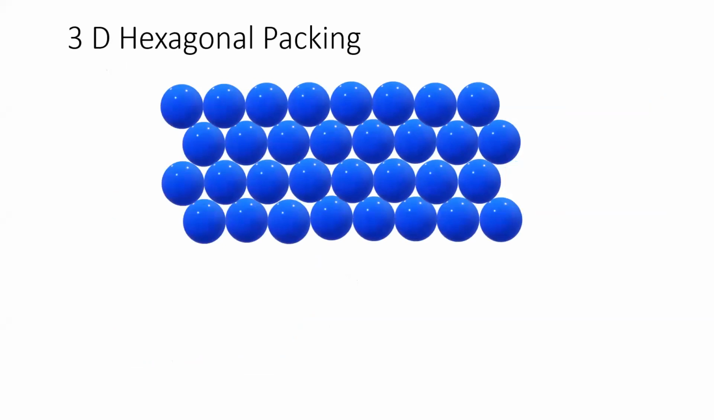And the next one is hexagonal close packing. Hexagonal close packing, we know that. So it is a staggered manner of arrangement, am I right?